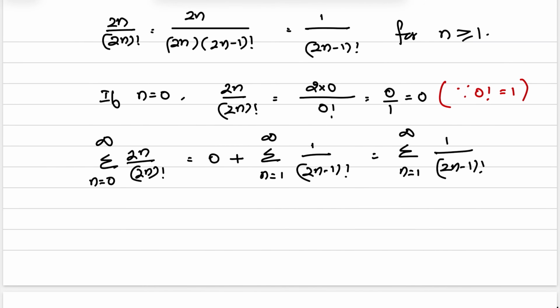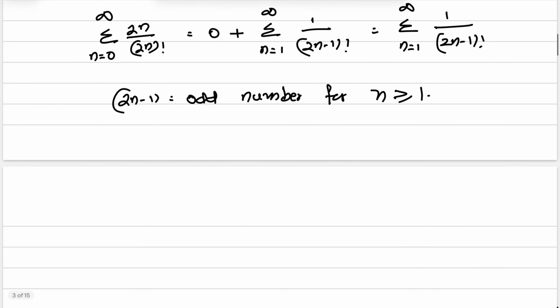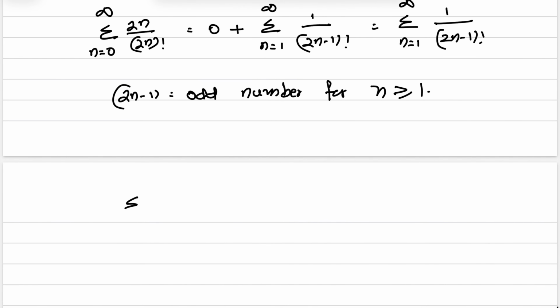Now, 2n minus 1 is an odd number for n greater than or equal to 1. Hence, can we write like this? Please try to understand the steps. Sigma n is equal to 1 to infinity 1 by (2n minus 1) factorial is equal to... 2n minus 1 is an odd number.